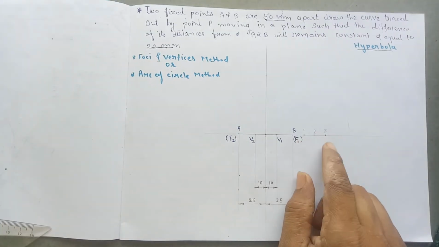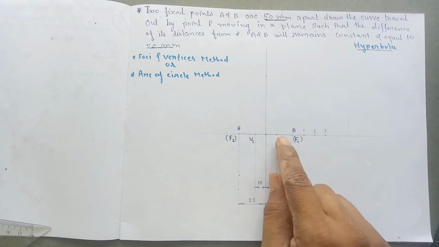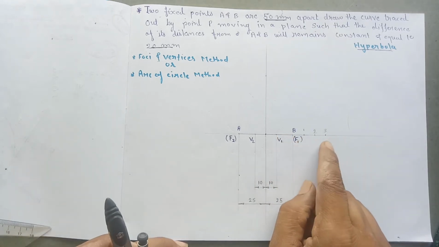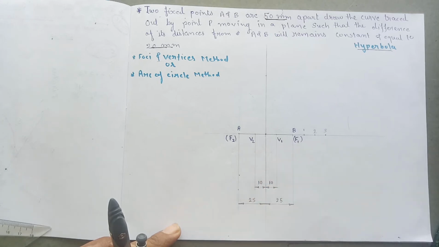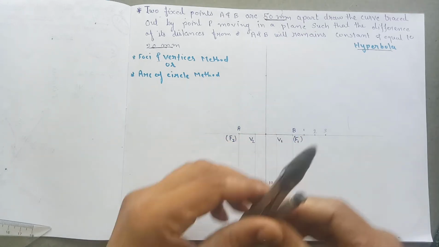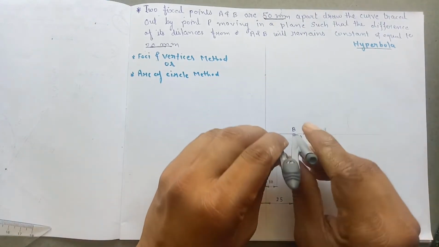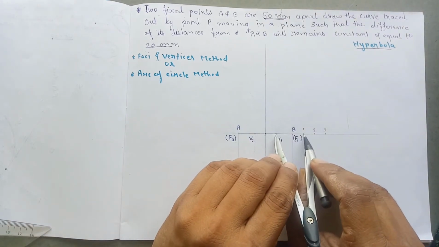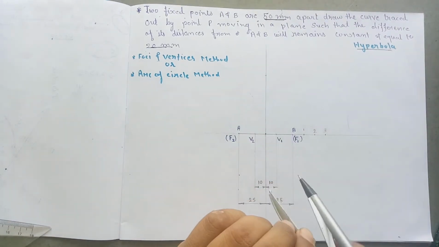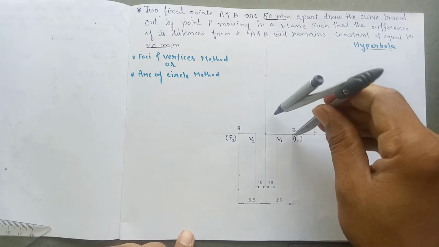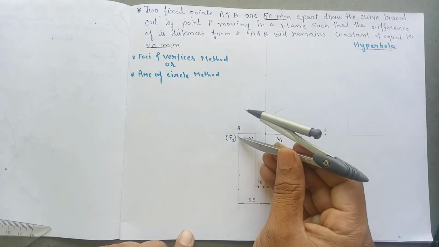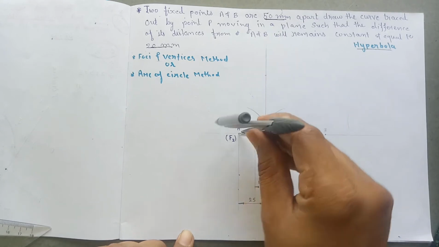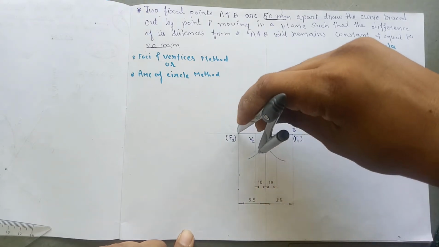So after marking these points, what do we have to do? We have to measure these points 1, 2, 3 from vertex points V1 and V2, and we have to give an arc from the focus points. So measure the first point 1 from V1 and give an arc from the focus points, 1, 2, from both focus points, 3, 4.